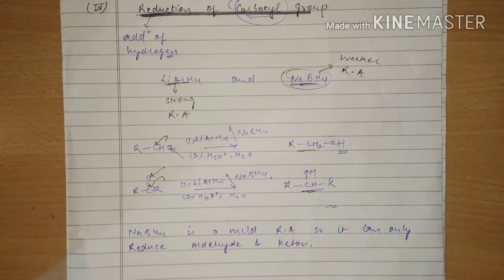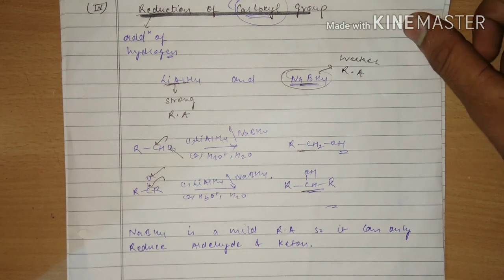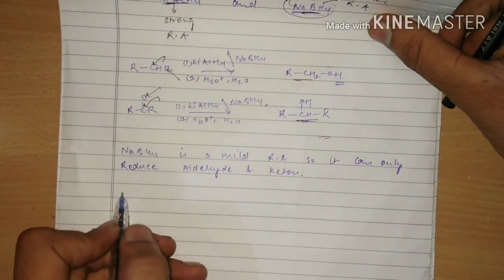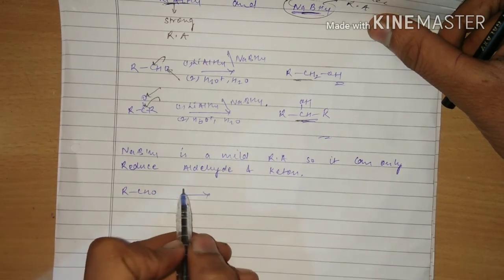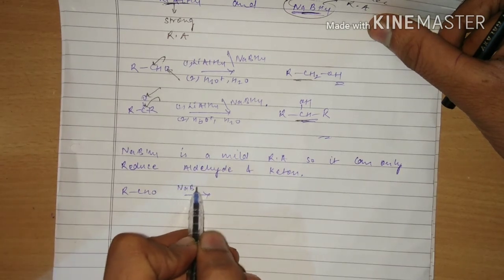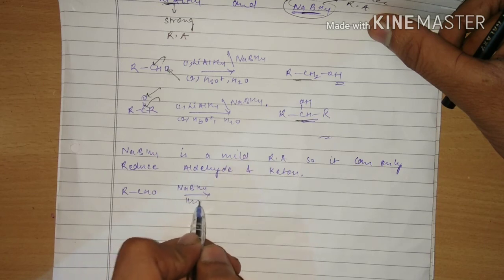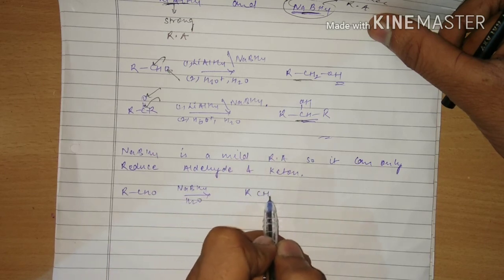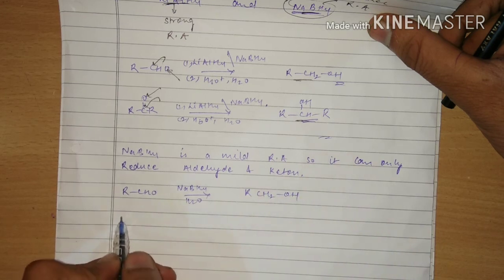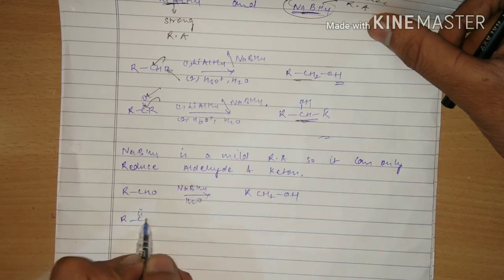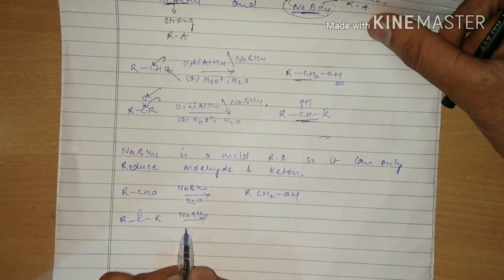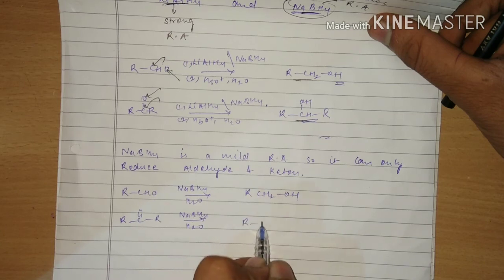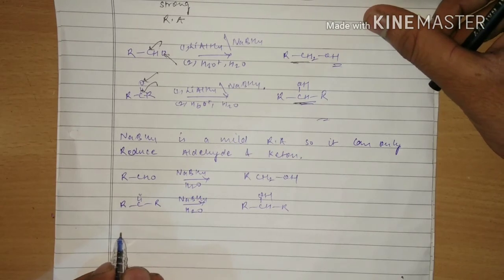Let's have some examples. RCHO, these are the examples which we did right now. NaBH4, H2O, we will get RCH2OH, and RC double bond OR, NaBH4, H2O, we will get RCHROH.